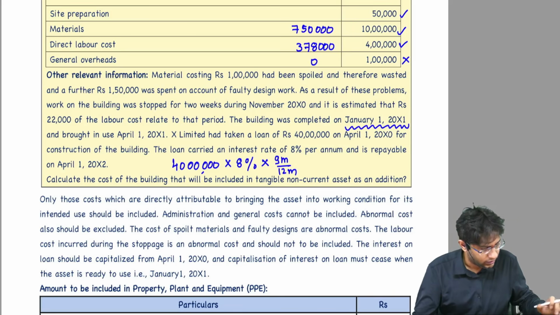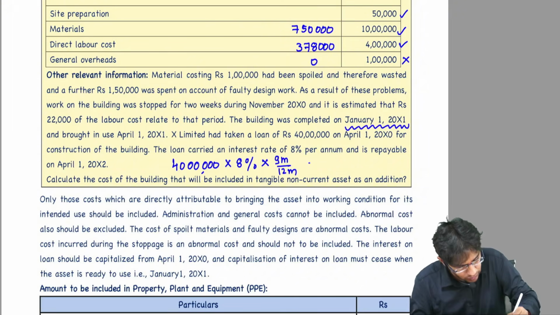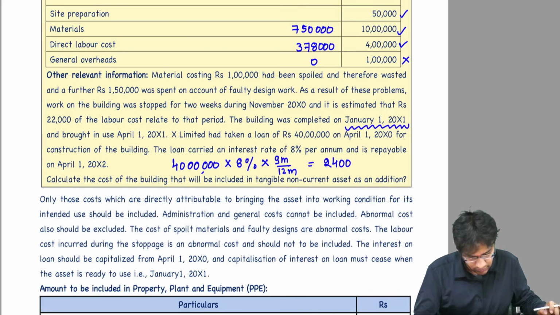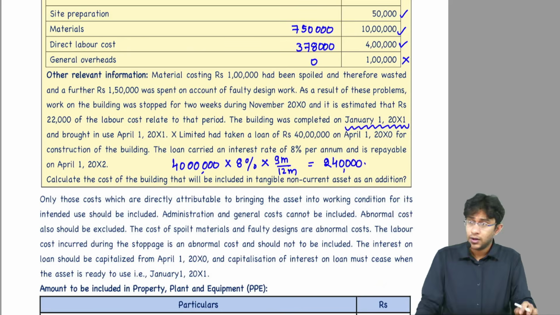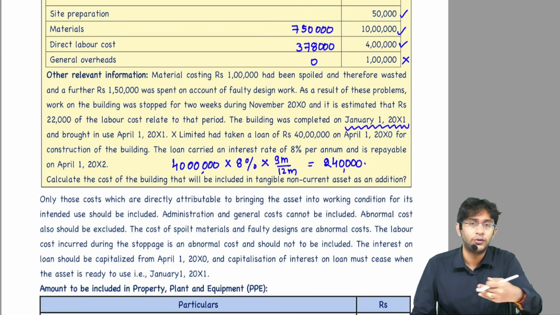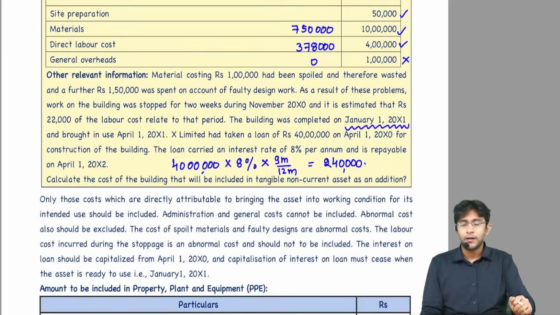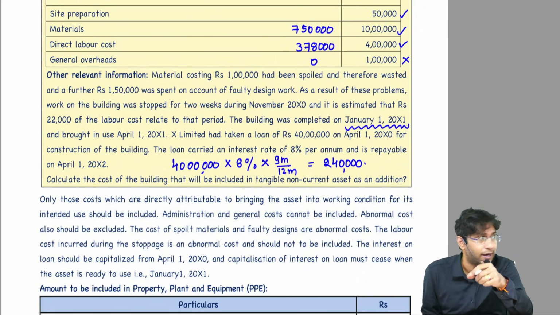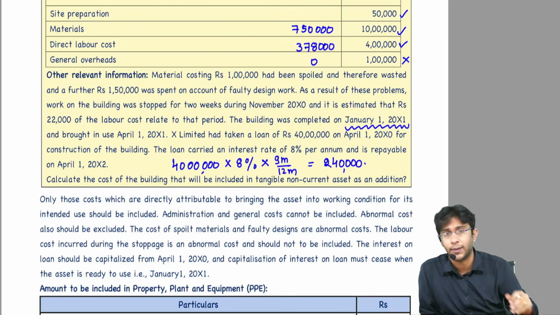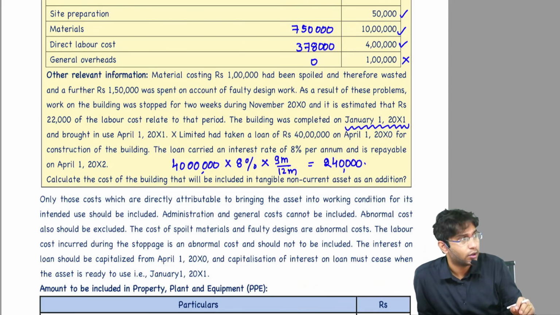So if I do the math, 40 lakhs into 8% into 9 by 12, correct only, that comes to 2,40,000. The question is, 2,40,000 can I capitalize or not? Now you see, guys, 2,40,000 you can add to the cost of the asset if you assume that this plant and machinery or the building, whatever you are constructing, is a qualifying asset. If it's a qualifying asset, definitely you can capitalize. If it is not a qualifying asset, we will not capitalize.